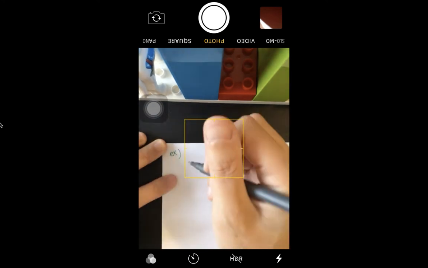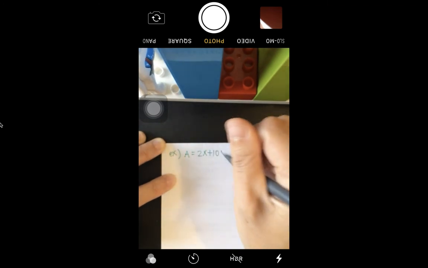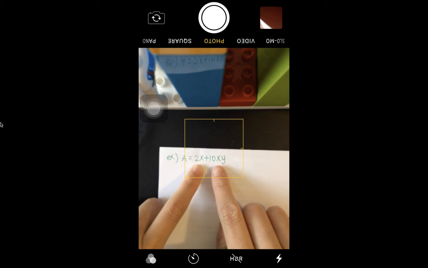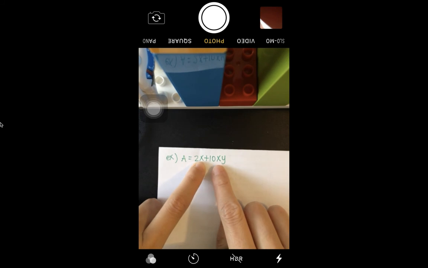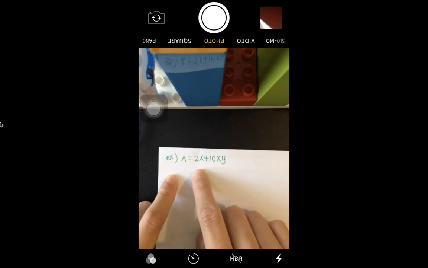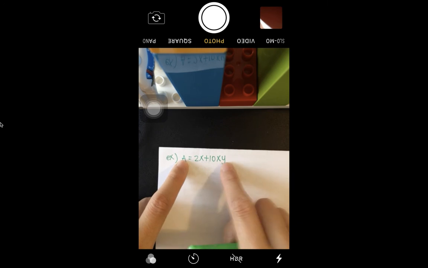So this one says solve for x. A equals 2x plus 10xy. So I want to solve for x. Here's the problem. Do you see how I can't solve for x? Because I have 2 x's here. Which one do I move? Do I subtract the 10xy or do I subtract the 2x? Because they both have x's. If I want the x's to stay, I can't do anything because there's x's in both parts.